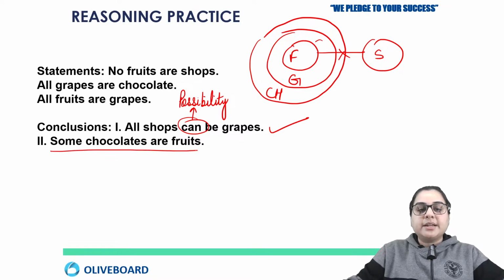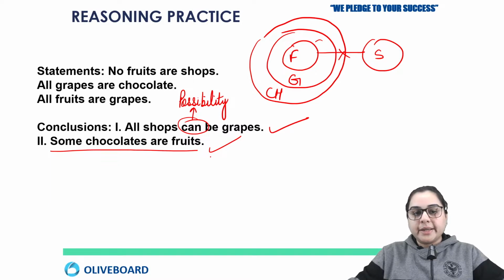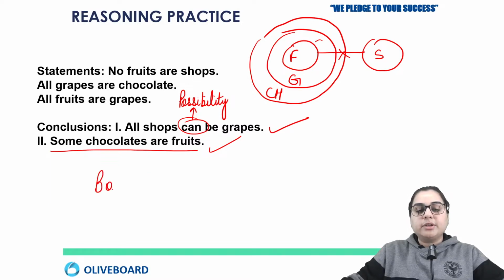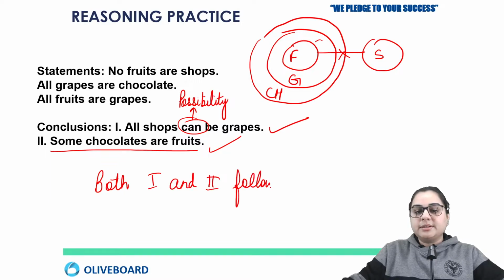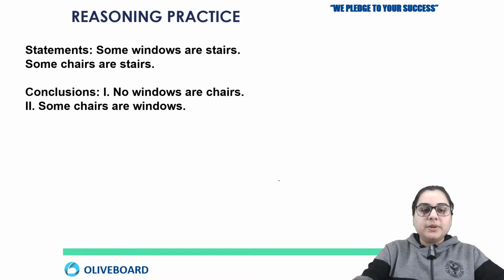Now let's see the second conclusion. Some chocolates are fruits. Now we can see the relation of all, and from all some can be concluded. So both the conclusions are correct, and hence the answer here will be both 1 and 2 follow. Right, so this is the correct answer. Okay, so now let's try the next question.